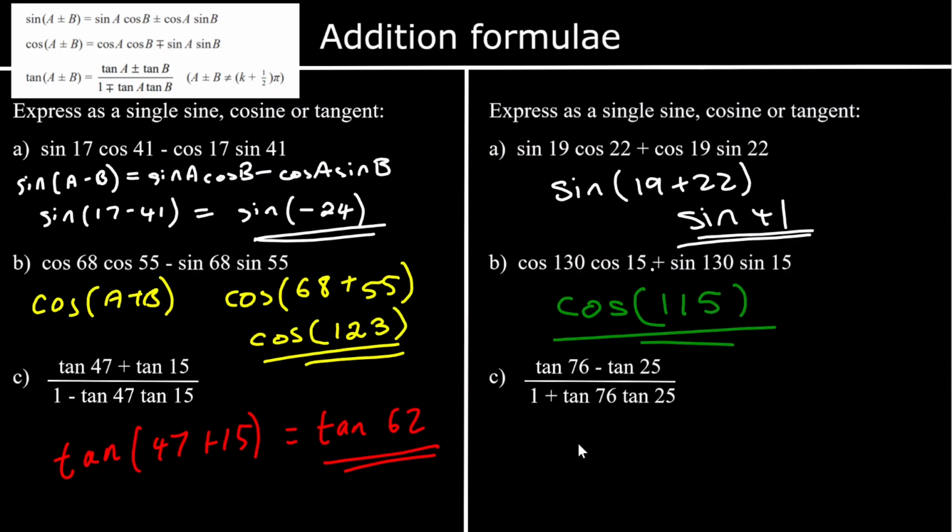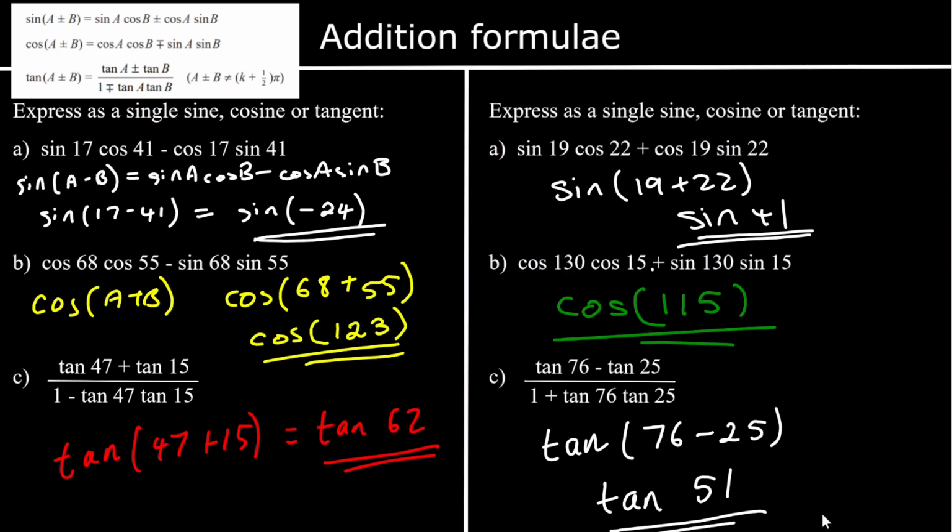And the last one, we've got tan. It's a minus on the top, plus on the bottom. So it's the bottom one. It's tan A minus B. 76 take away 25, that makes it tan 51.